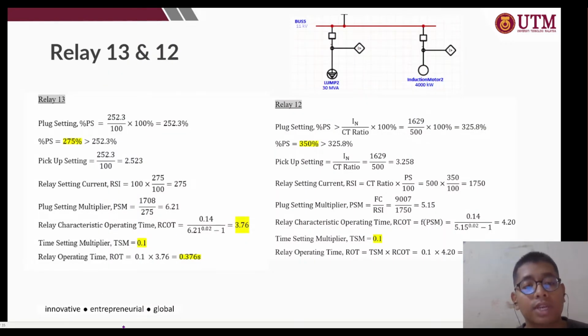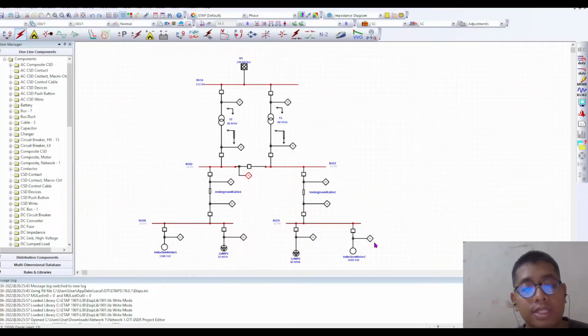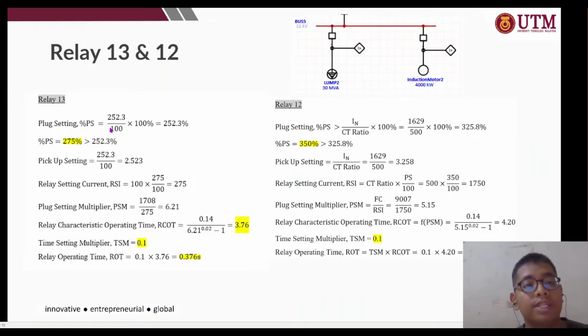Next, we start by finding the settings for relay 13, 12, 11, and 10. These relays are at the bottom of the system, so we will find them first.